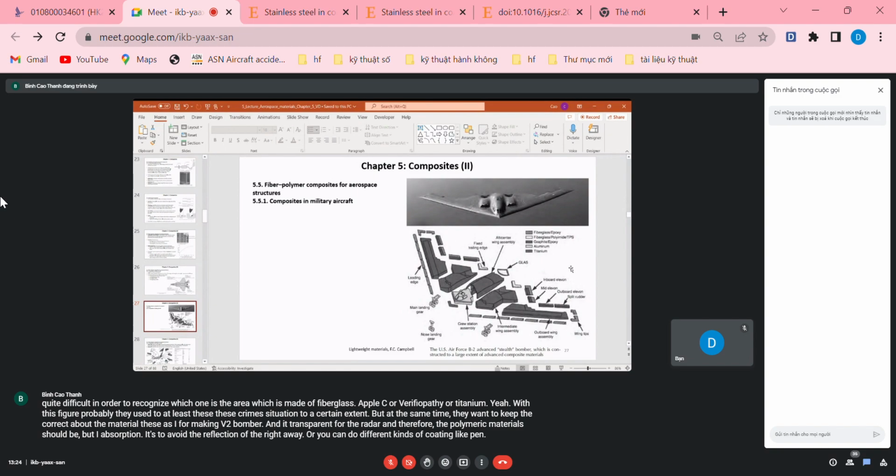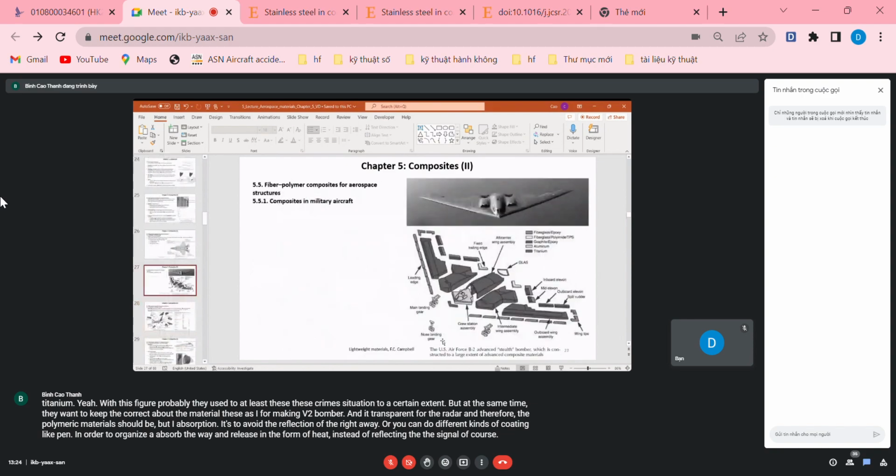Or you can use different kinds of coating in order to absorb the wave and release it in the form of heat instead of reflecting the signal, of course. It's just for showing you the application of fiber polymer composite. Apart from the application on passenger aircraft, it can also be used for military applications, like a military aircraft.